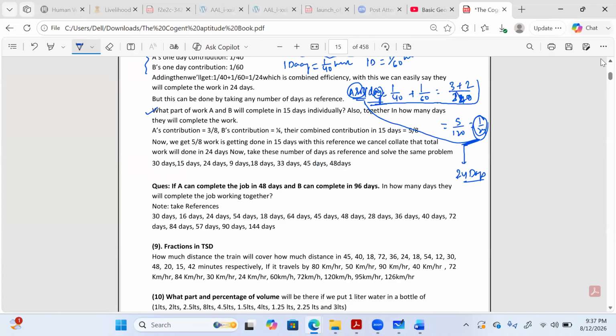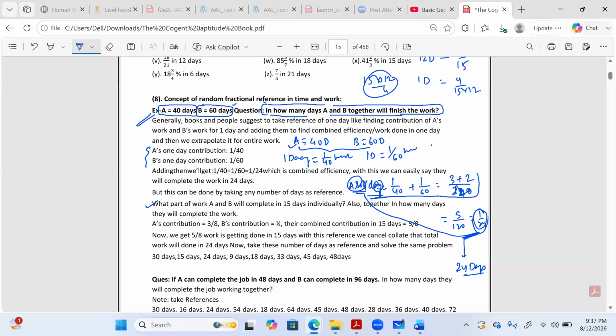that, matlab, you should not treat this as the only way to solve this question. This is not the formula or a mechanism. Even this way of solving it is based on finding the 1 day's contribution from both. So now you can call it efficiency and define a scientific term for it, but the idea is we can do the same calculation by taking any number of days.